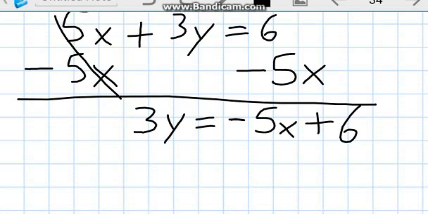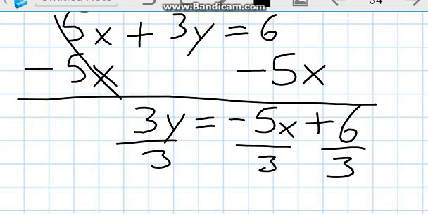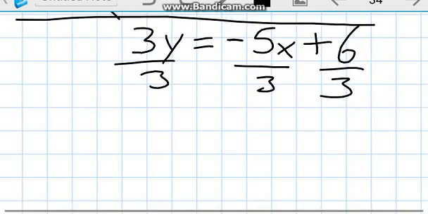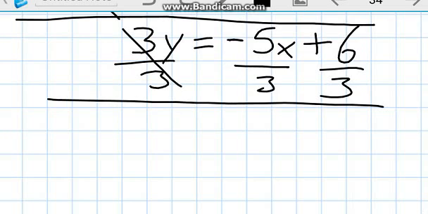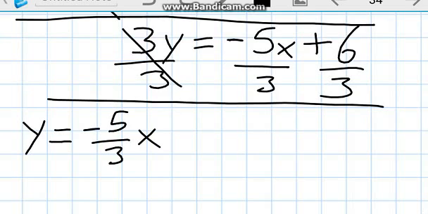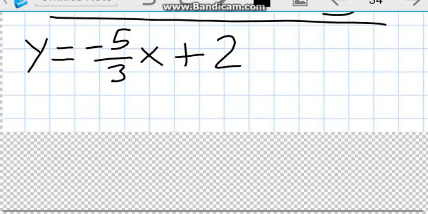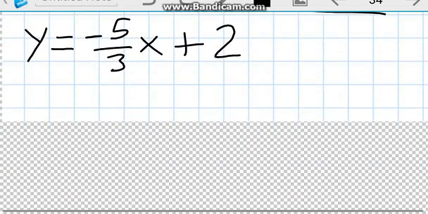Now we're going to divide both sides by 3, or rather, divide every term by 3. The 3's will cancel out here. I am left with y is equal to negative 5 over 3 x plus 2. So this is my line in slope-intercept form.